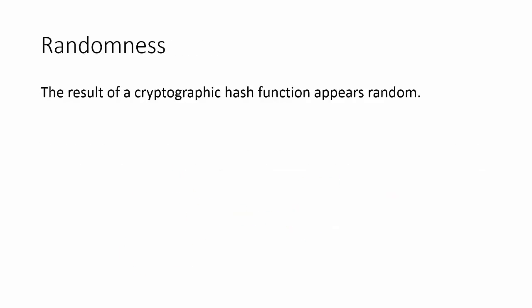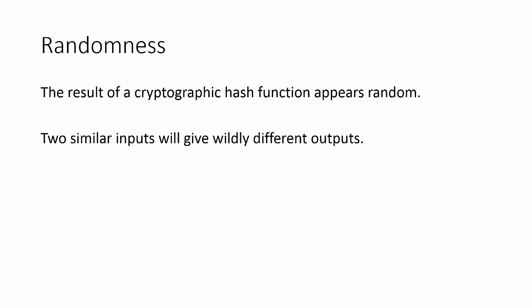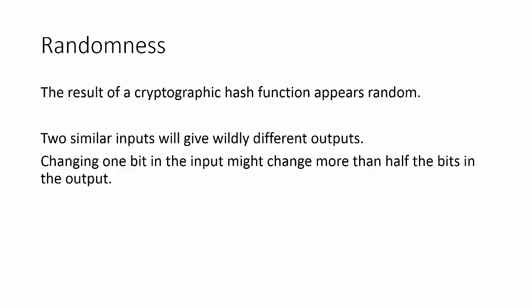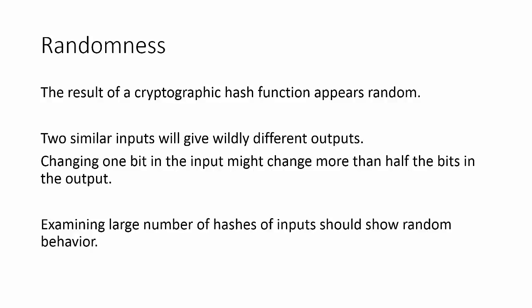The result of a crypto hash appears to be a random collection of bits. 2 similar inputs will give very different outputs. Changing a single bit in the input might change more than half or even almost all bits in the output. Examining large sets of outputs of crypto hashes should show random behavior in the outputs.